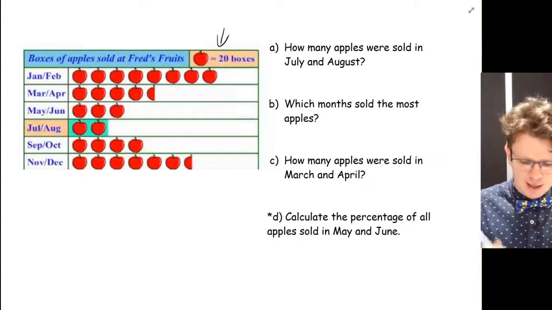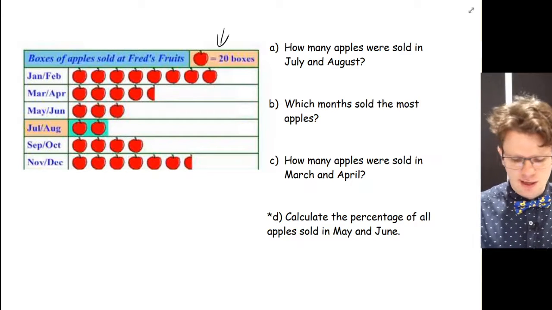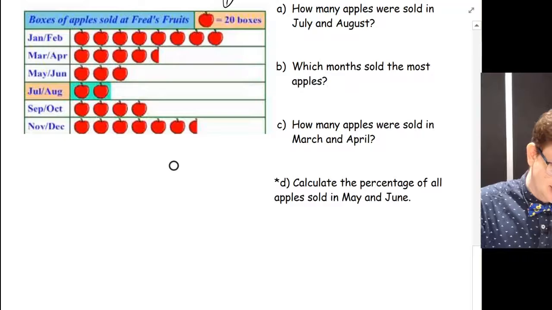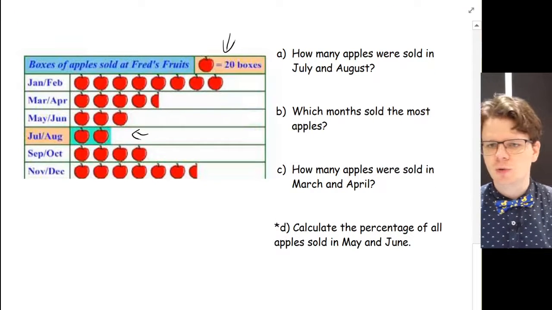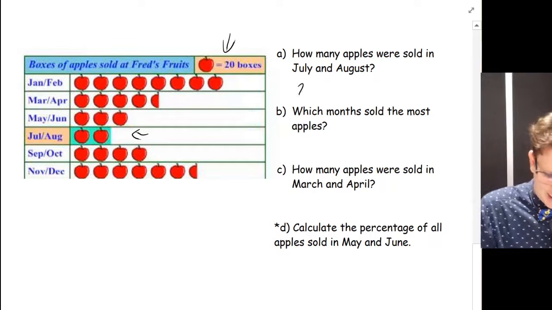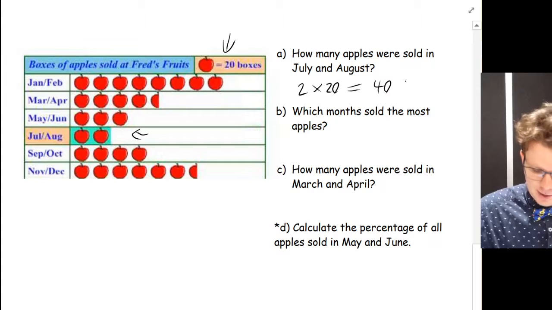Alright, so the first one. How many apples were sold in July and August? Well, July and August is down here. You can see they've already highlighted it in yellow, but it's this one here. And there's 2 lots of these apples, which means that we're going to have 2 lots of 20. Well, that's 40 boxes.